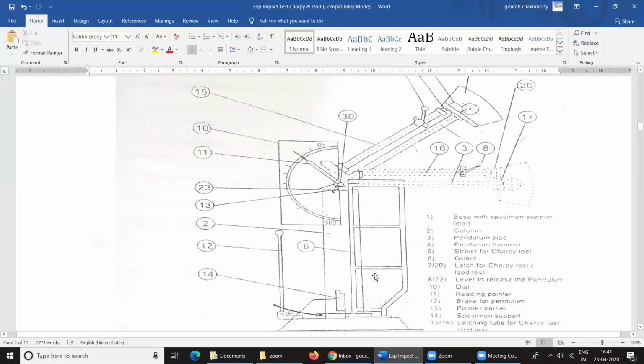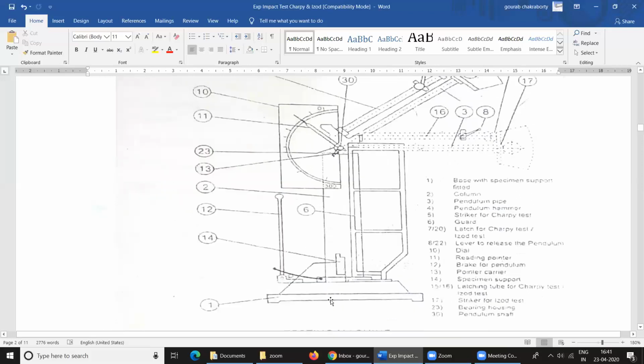There it collides with the specimen. The specimen is kept generally here. Here it collides with the specimen, breaking it, and continues onward in its swing. That means it will swing here and break the specimen here, and the pendulum will continue swinging. The difference between the height and the height to which it would have risen had no specimen been present is the measure of the energy required to break the specimen.